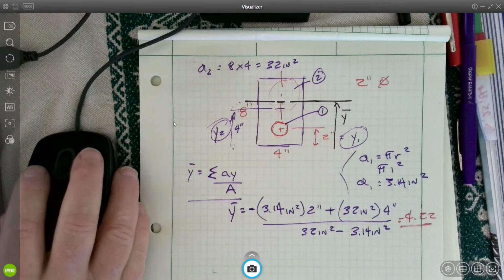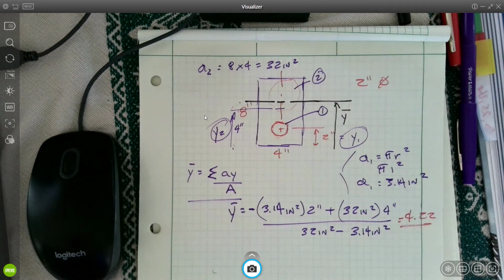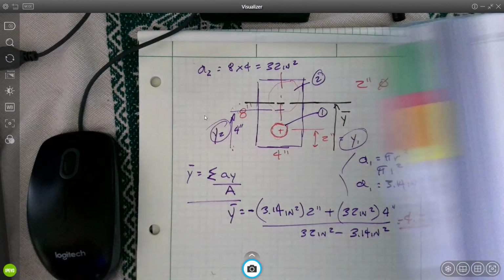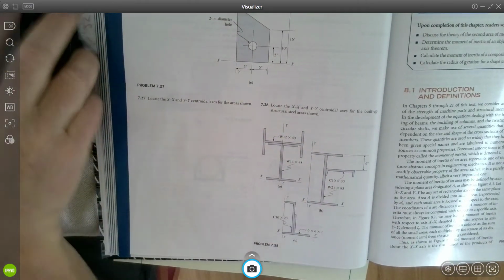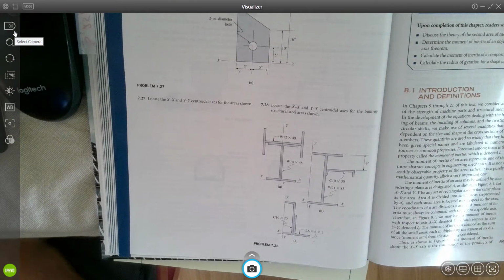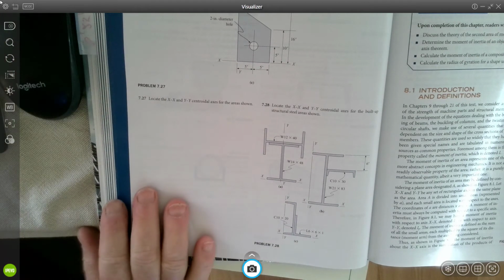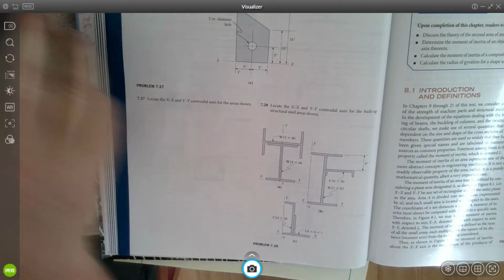So good luck on your homework. I didn't choose difficult ones, but I believe I did choose ones that have structural shapes. So you may want to remember how to do all that. The nice thing about structural shapes is you do not have to calculate the areas. You look those up, but you do have to locate the centroids. So find those individual centroids, and then put them into the equation and see what we get.